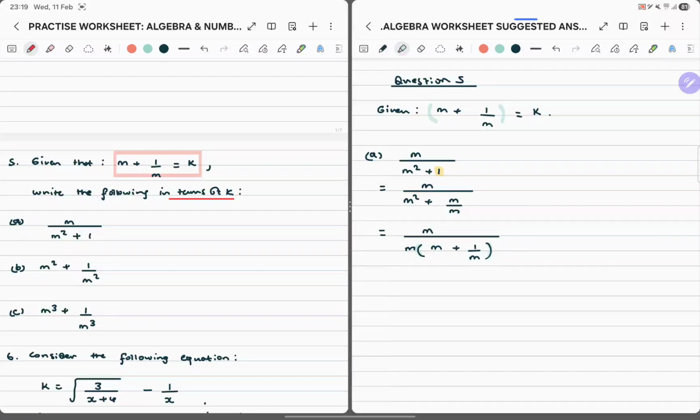Isn't it like this one? And the good thing is these are now factors that divide to 1. Nice and easy. So we've got 1 over m plus 1 over m. So this is as good as 1 over k. Nice and easy.